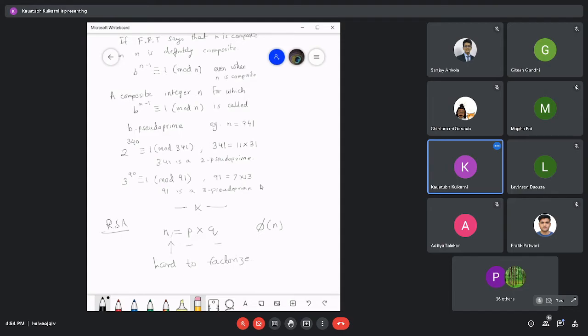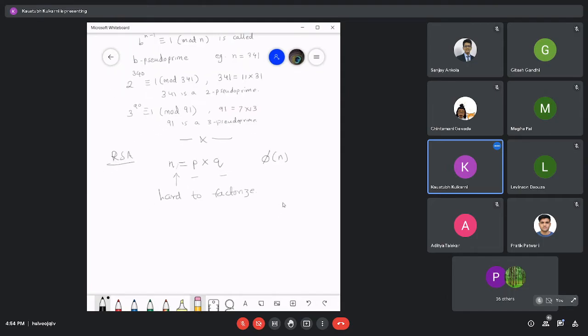If you have solved any RSA question ever, the first step is you have to choose two primes p and q. Then you calculate n. Then you calculate the totient of n, and then you move further, choosing the public key and then the private key, and so on. So cracking n is not possible because it is hard to factorize. Then, finding prime numbers, whether a number is prime or not.